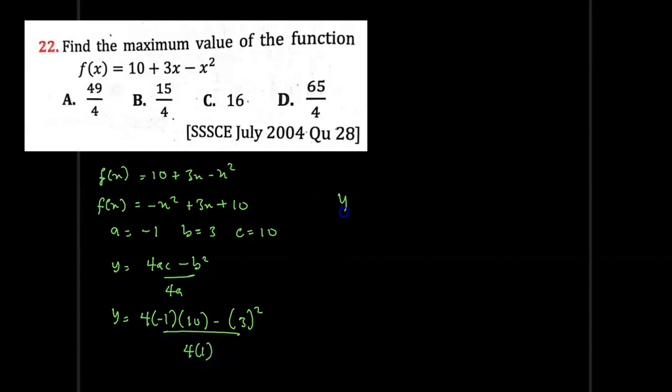Going further to simplify, y will be equal to -4 times 10, -40, minus 9, all on 4. And that will give us y equal to -49 on 4. -49 on 4. Yes, that should be the answer.